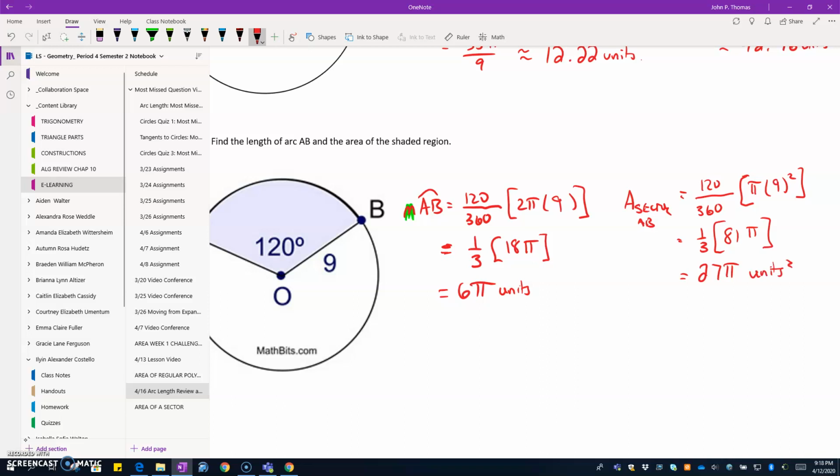So again, in both problems we take a fraction of a complete circle. For arc length, we're taking a fraction of the complete circumference. For our area of a sector, we're taking a fraction of the complete area. So those are two examples.